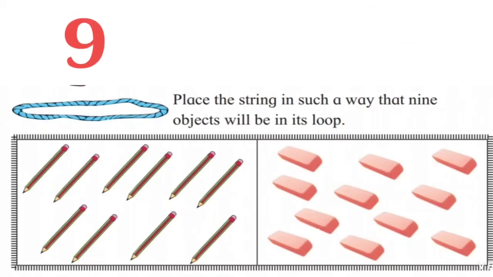So dear students, what we have to do? We have to place the string in such a way that 9 objects will be in its loop. So dear students, what do we have to do? We have to place this loop in such a way that 9 objects fit well in it. Let's do. So first, tell me what is this? These are pencils, isn't it? Okay, we have to put 9 pencils in this loop.